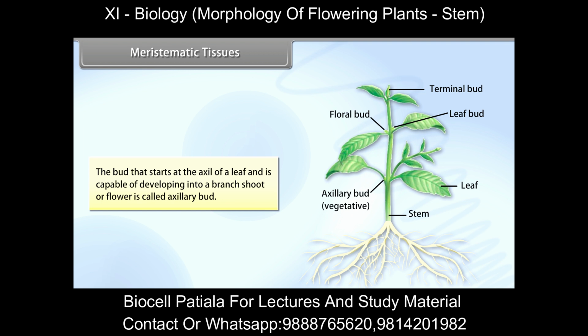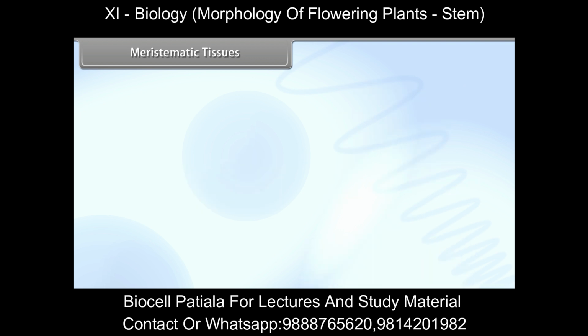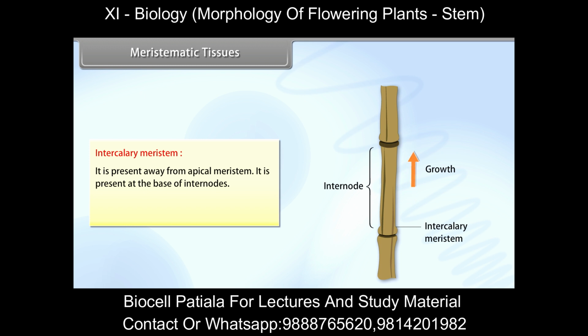The bud that starts at the axil of leaf and is capable of developing into a branch, shoot or flower is called axillary bud. Meristematic tissues. Intercalary meristem. It is present away from apical meristem. It is present at the base of internodes, for example, in grasses and wheat, or at the base of leaf.